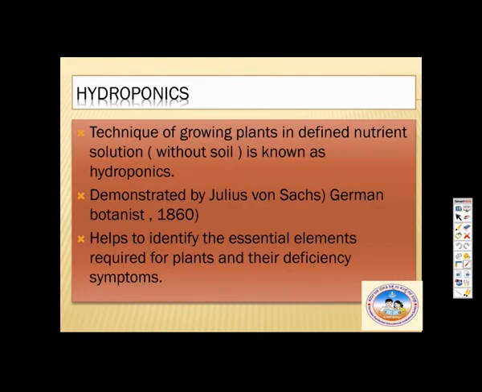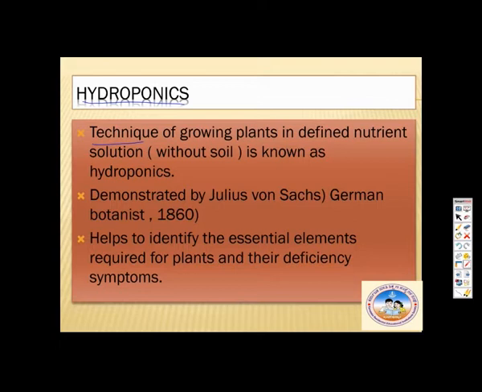Now, whenever we use the term mineral nutrition, the first terminology for the day is hydroponics. What is it, children? It's nothing but hydroponics. What do you mean by hydroponics? It is a technique of growing plants in a soilless solution. I repeat again: it is a technique of growing plants in a soilless solution.